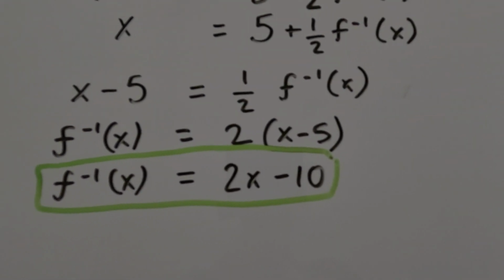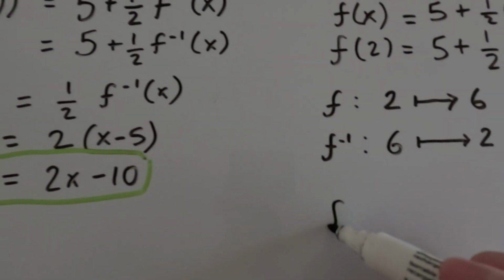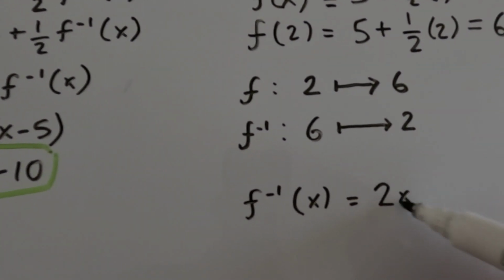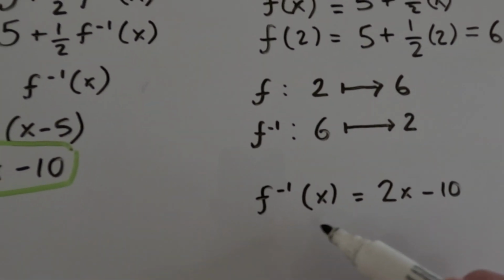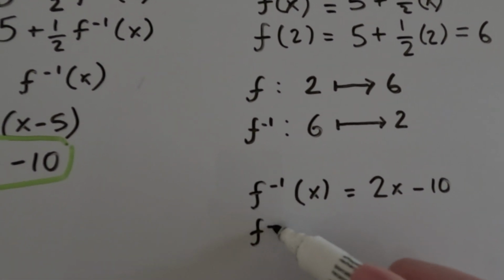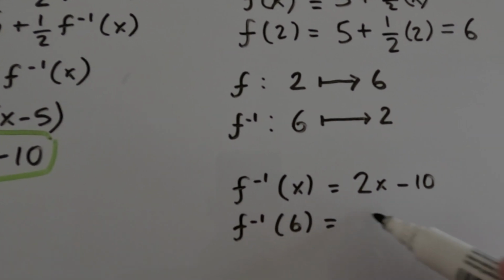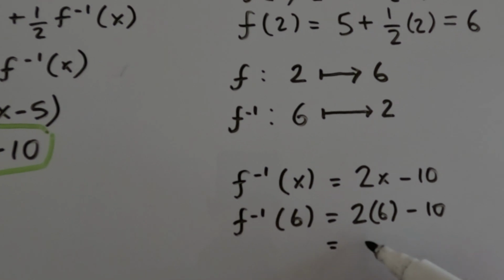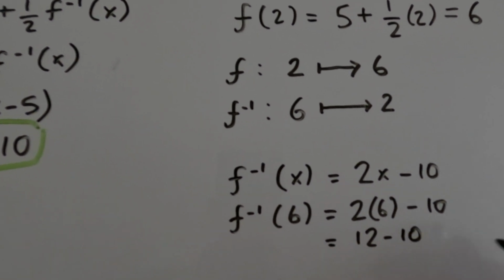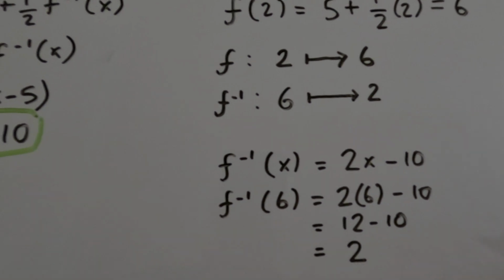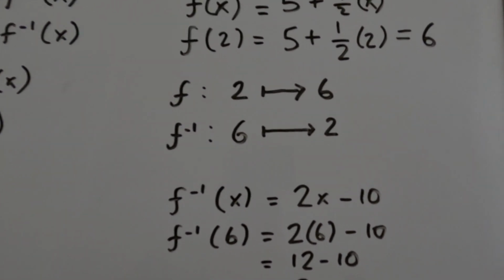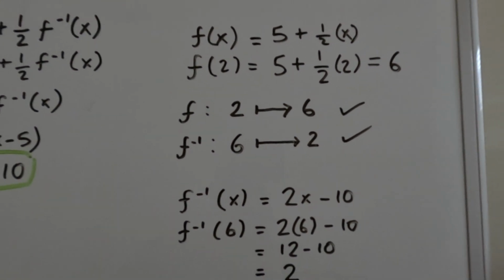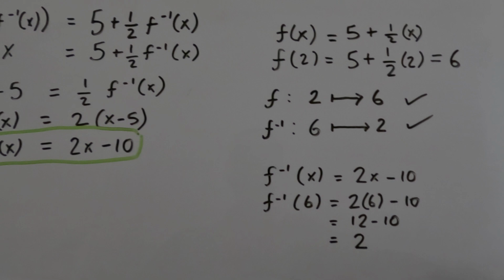So f minus 1 of x is equal to 2x minus 10. So f minus 1 of 6 is equal to 2 times 6 minus 10, and that equals 12 minus 10, which equals 2. So yes, it does in fact do that. So it's good to check the answer.